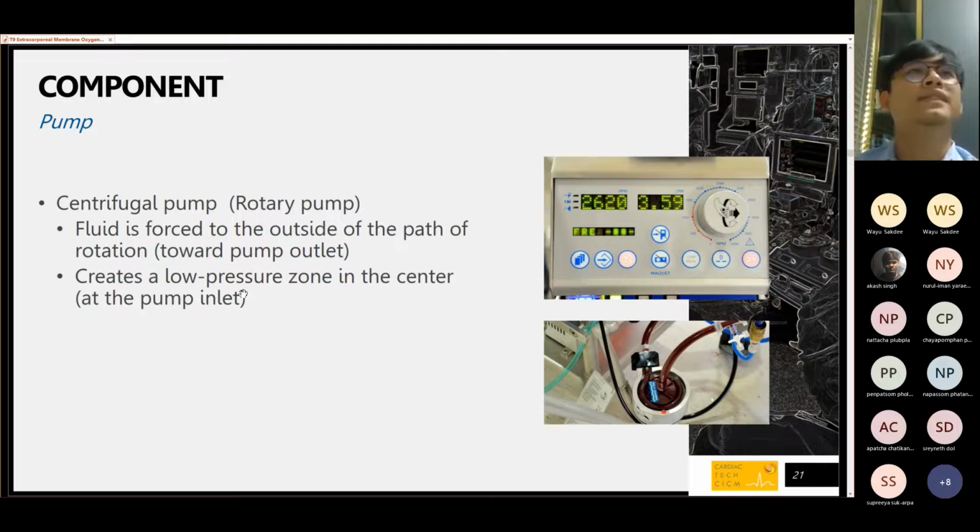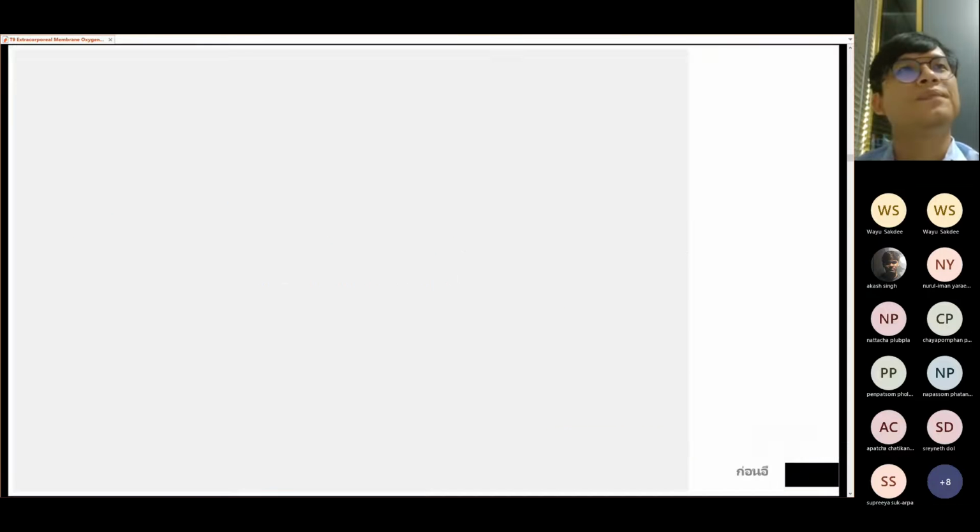Okay. A centrifugal pump is a rotary pump, as I told you. The fluid is forced outward by the rotation and goes out through the pump outlet. So it's the same concept of the centrifugal or rotary pump as we talked about in the previous section.